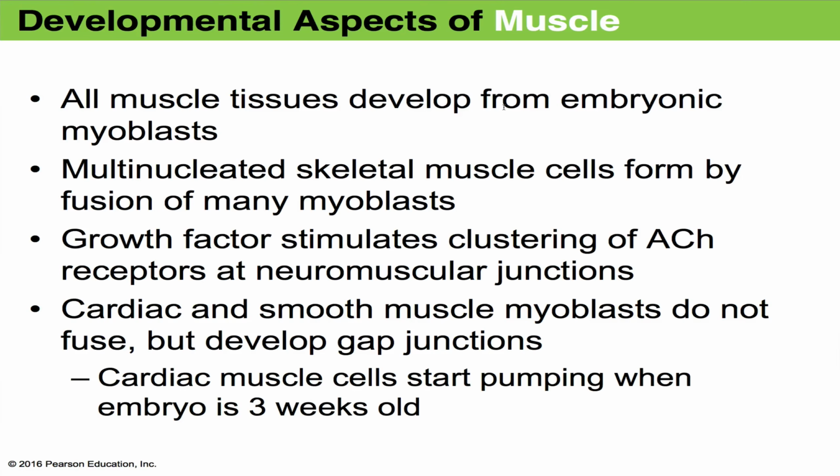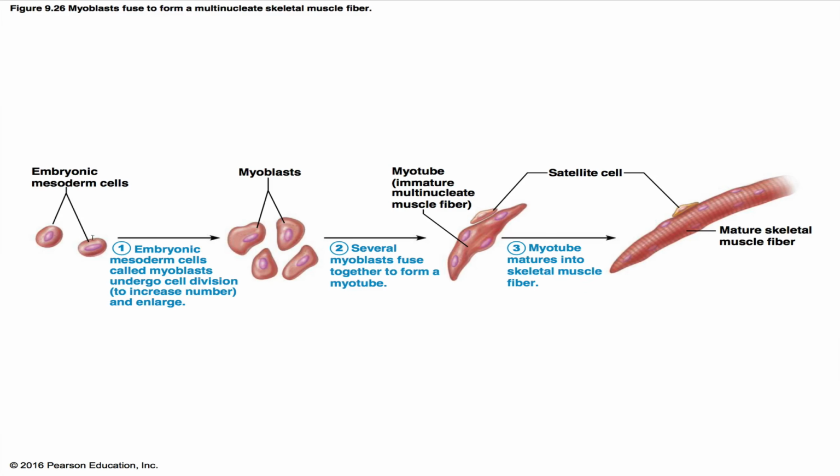Myoblasts producing cardiac and smooth muscle cells don't fuse. However, both develop gap junctions at very early embryonic stages. Cardiac muscle starts pumping blood just 3 weeks after fertilization. In this illustration, we can see these embryonic mesoderm cells called myoblasts, and what they're doing here is starting to divide mitotically. Now that they've divided, they're going to come together and fuse to form these multinucleate muscle fibers. As time progresses, these myotubes mature into mature skeletal muscle fibers.